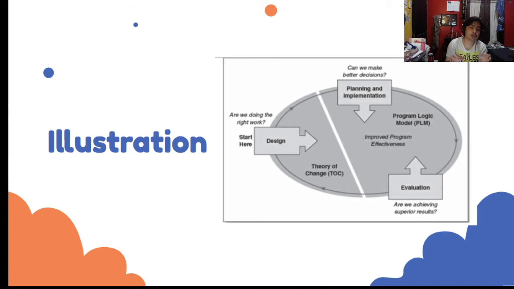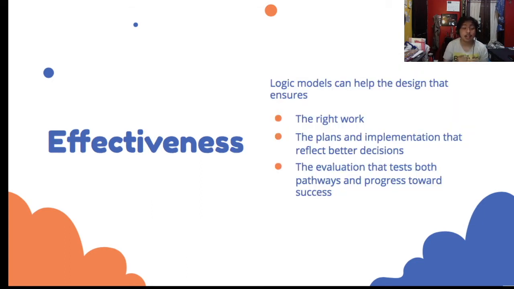Here's how they are used. Theory of change is more used in the design part, and program logic can be used in planning, implementation, and evaluation. Lastly, effectiveness. Logic models can help the design ensure the right work, the plans and implementation reflect better decisions, and the evaluation tests both pathways and progress toward success. So it's a tool towards effective programs, projects, and of course organizations.